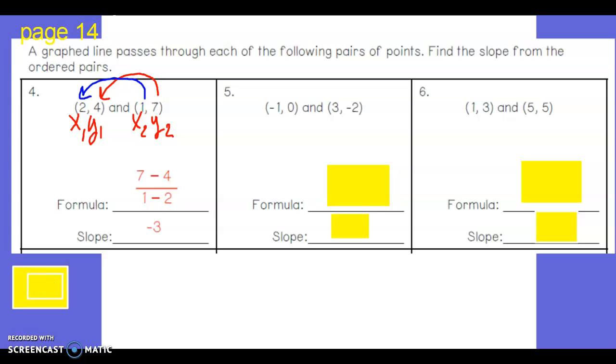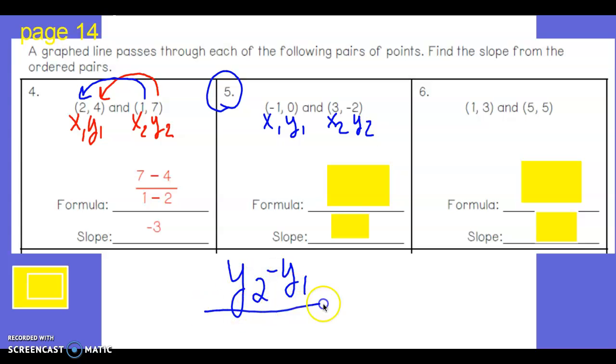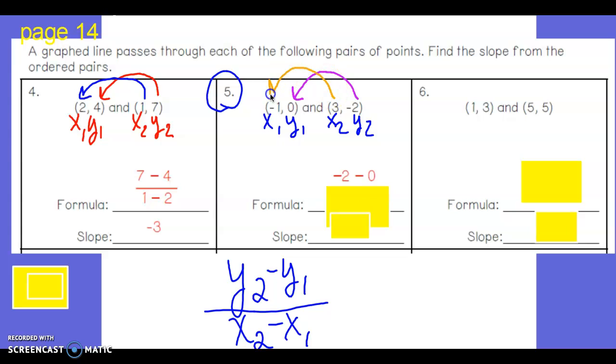Let's try this again. Problem number 5. Let's label first. First x, first y. Second x, second y. Now we apply the formula. The formula again is the second y minus the first y over the second x minus the first x. I recommend drawing arrows. I think it really helps you to keep track of things. So second y minus the first y. So that part is negative 2 minus 0 over the second x minus the first x. 3 minus a negative 1.